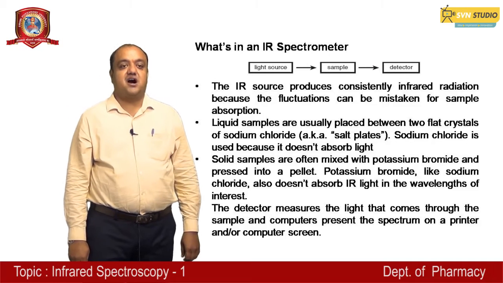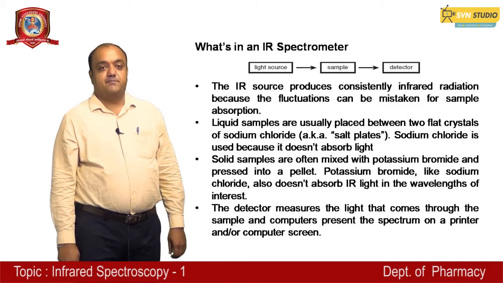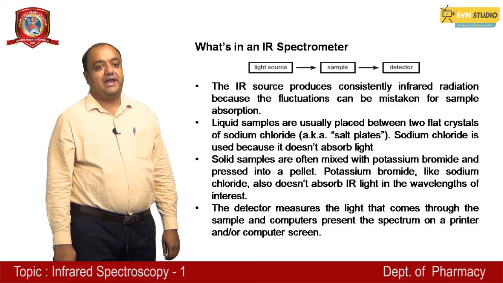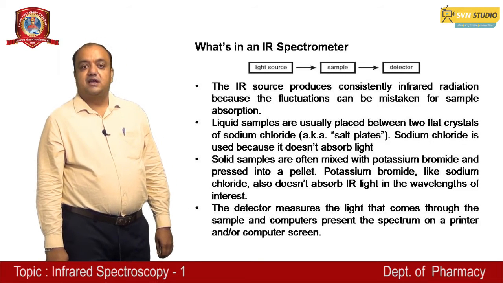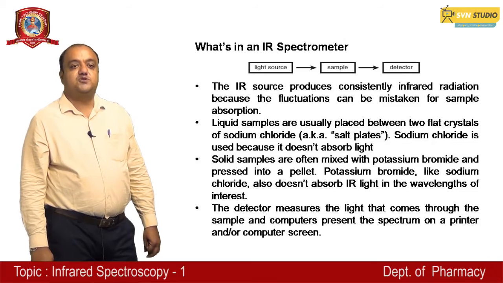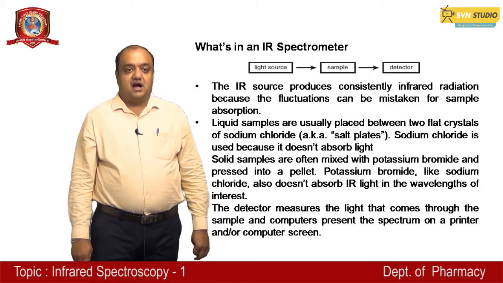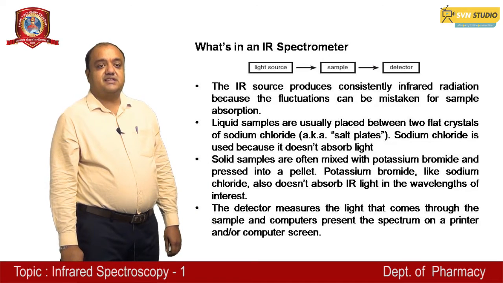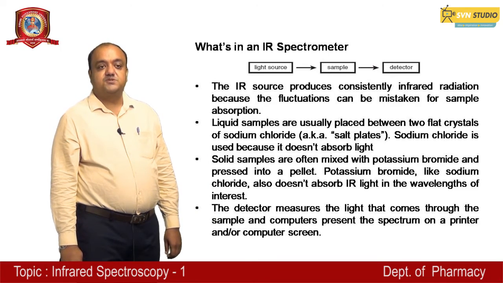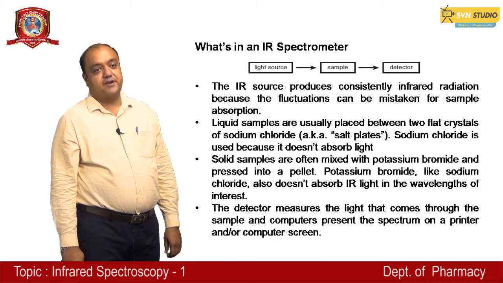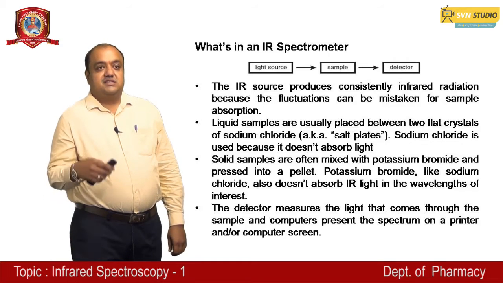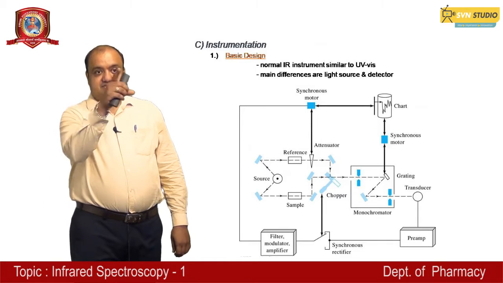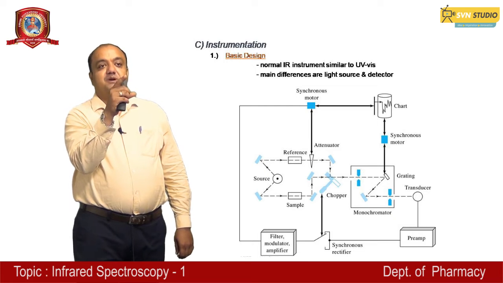Solid samples are often mixed with potassium bromide and pressed into a pellet. Potassium bromide, like sodium chloride, also doesn't absorb IR light in the wavelengths of interest. The detectors measure the light that comes through the sample, and the computer presents the spectrum on a printer and our computer screen. This is the schematic diagram of the instrumentation of IR.